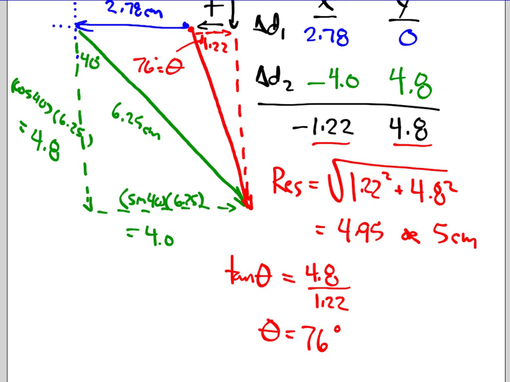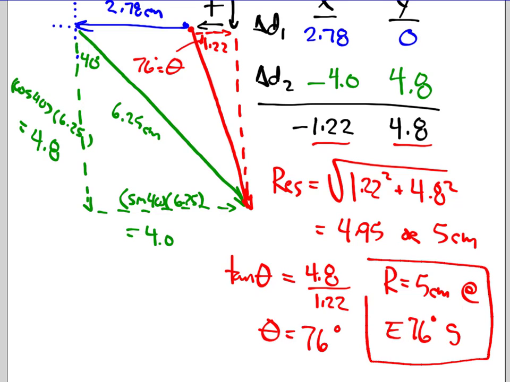Okay, so now I have to communicate that as my resultant. So it would be 5 centimeters at, and now I need to give it a direction. 76 degrees isn't accurate. That's the piece inside the triangle. I have to anchor it somewhere. So I could say east 76 degrees to the south, and that would anchor it at east, turn 76 degrees to the south, and that would be my resultant for my ant.